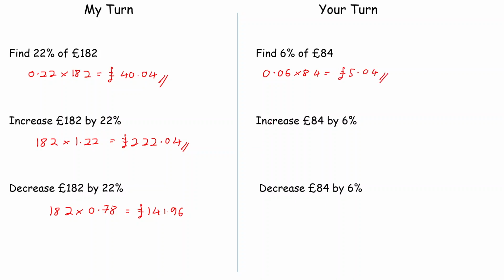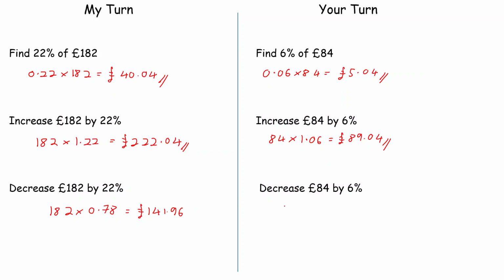Second one, we're now increasing 84 by 6%. So we've got our amount, which is 84, and we're timesing through by a 6% increase. So 1 plus 0.06, which is 1.06. Okay, and then timesing those through together. So we're going to get £89 and 4 pence. So £89.04. Okay, last but not least, we're decreasing £84 by 6%.